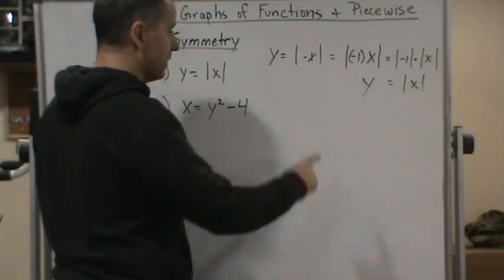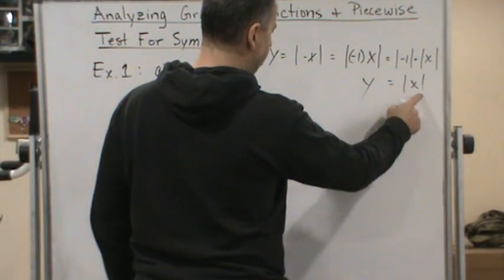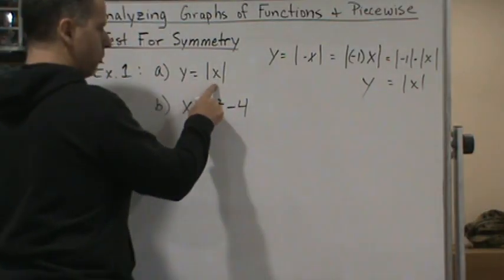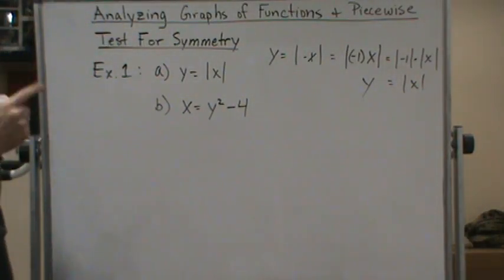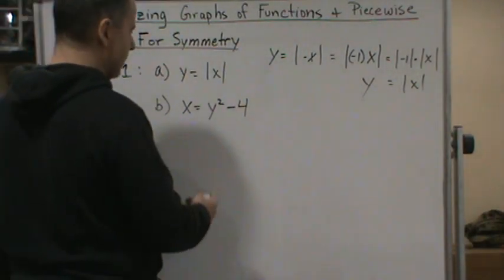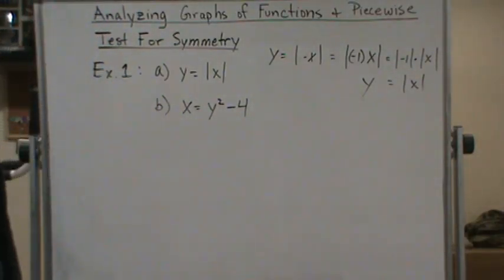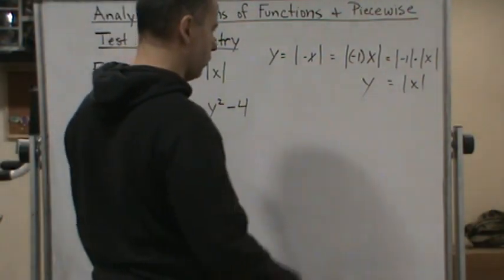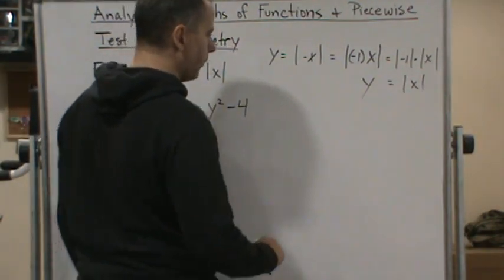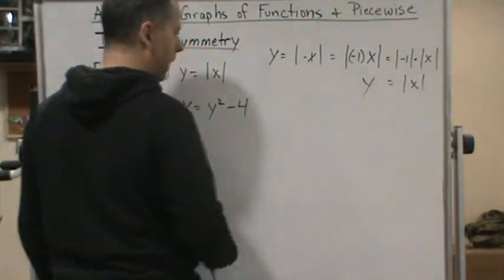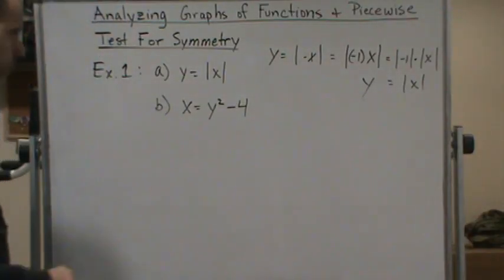Which we should know because this is our basic function, right? So if we understand the behavior of this, like we should, then we can just know when we see this, hey, we know that this is symmetric with respect to the y-axis, okay? Because we know the graph. But yes, it's good to be able to test it algebraically too.